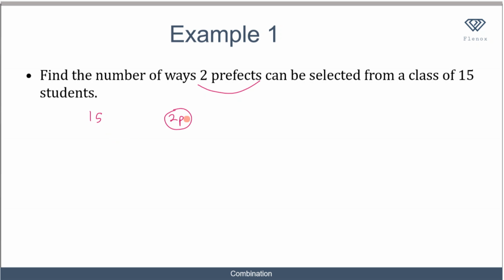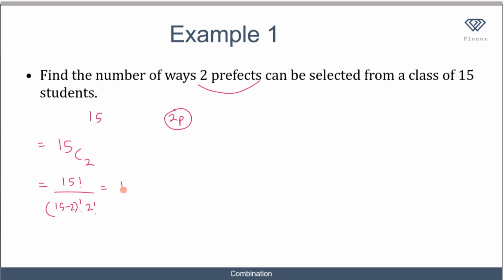So what does that become? I know that this is a classic combination problem, which is 15 combination 2, because I'm trying to select 2 prefects from 15. And what would that give me? That would give me 15 factorial over 15 minus 2 factorial times 2 factorial.